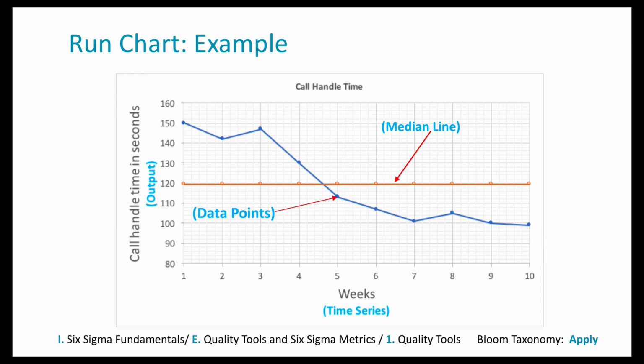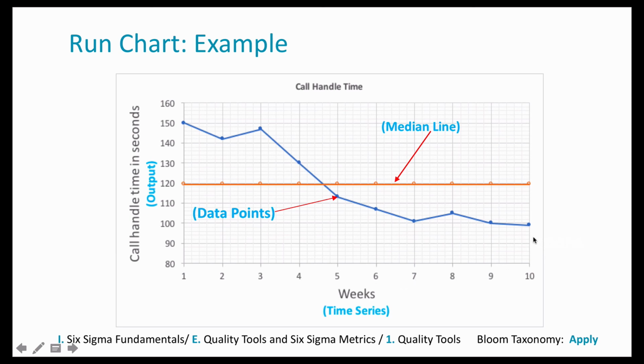Here's an example of a run chart for call handle time. Notice on the left vertical, or y-axis, the output results. In this case, it's call handle time in seconds. Notice each data point in the chart represented by the blue dots. You find trends by looking at this line and counting the number in any direction. At the bottom, on the x horizontal axis, is the time series. In this case, it's weeks.